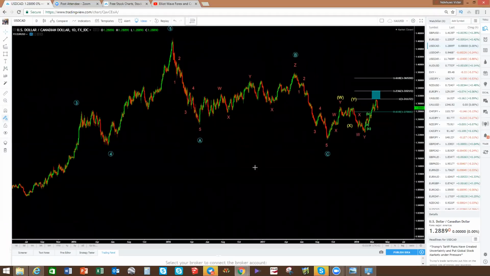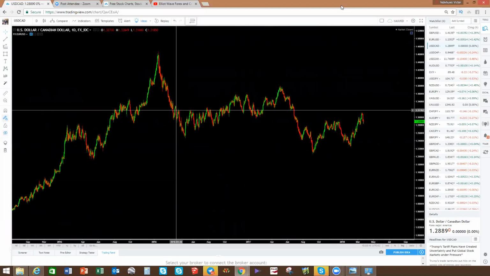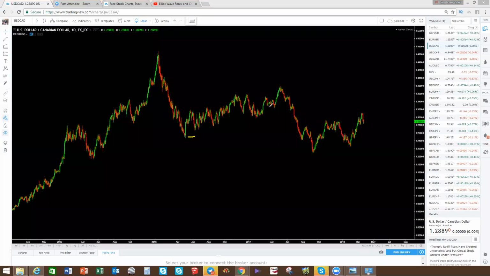And this is what you need to be good at if you're going to be a waver. You need to be able to identify structures like this. Anyone can identify the impulse here. If there's a 1, 2, 3, 4, 5, anyone can identify it here. But most people run away from doing this complicated stuff. And that is the stuff that you need to be able to do.